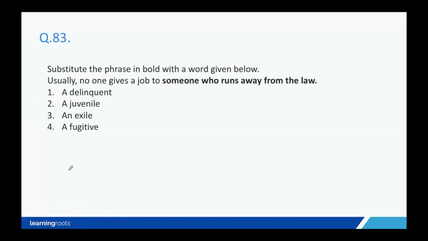Okay, what about 83? Usually no one gives a job to someone who runs away from the law. What do you call a person who runs away from the law? You call him or her a fugitive. Right? A fugitive is a person who runs away from the law. So delinquent, juvenile, basically almost are on the same lines. Delinquent is basically a juvenile offender. Juvenile, of course, is for someone who is underage. Exile, I think everyone knows the meaning of this. Fugitive will be someone who runs away from the law.